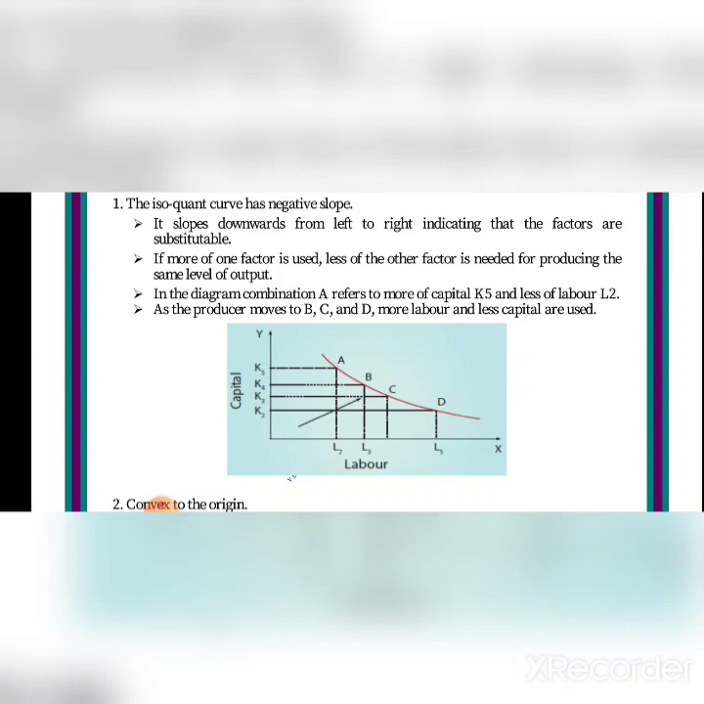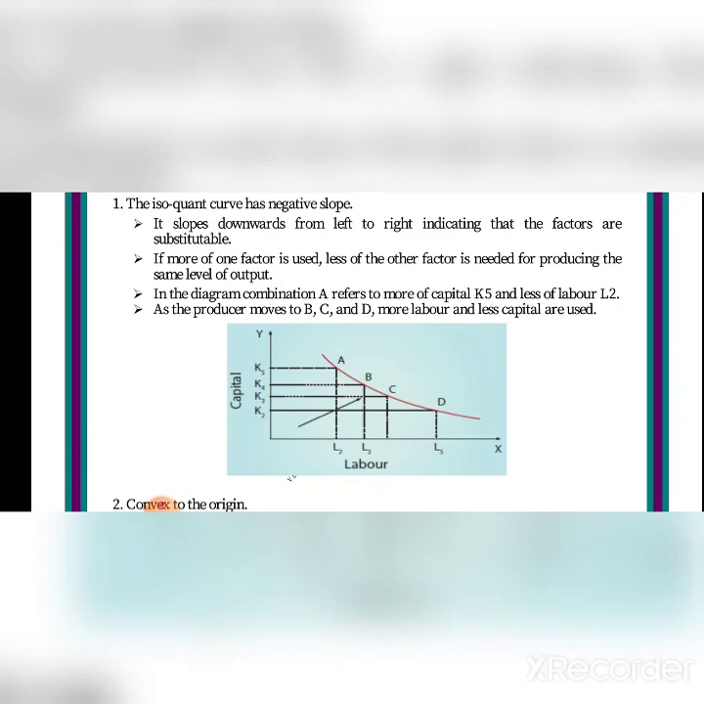If more of one factor is used, less of the other factor is needed for producing the same level of output. Factors means land, labor and capital. For example, we can take the labor. In the diagram, combination A refers to more of capital K5 and less of labor L2. As the producer moves to B, C and D, more labor and less capital are used.